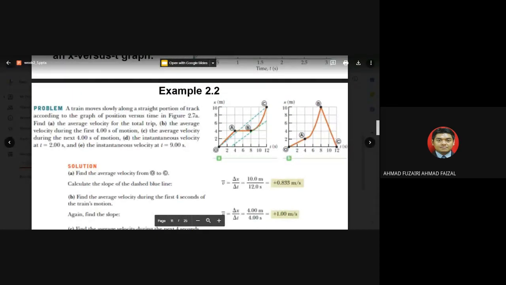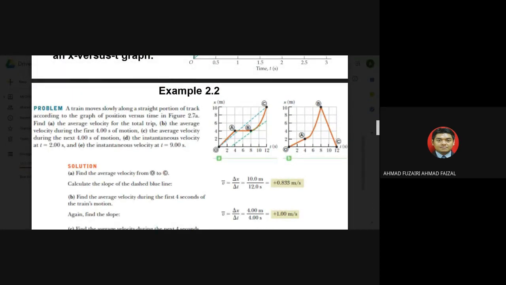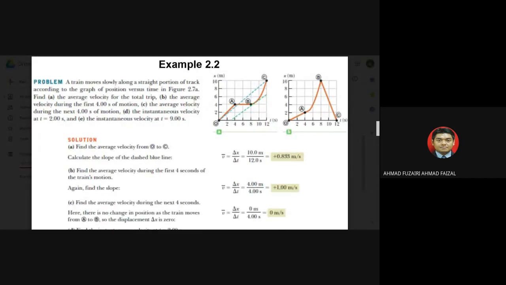Okay, so let's continue. A train moves slowly along a straight portion of track according to the graph of position versus time. So dalam tadi ikut Madam tu cakap, there are three graphs which are X versus T, V versus T, and of course ada A versus T. Tapi yang biasanya kita akan buat ialah X versus T dan V versus T sahaja. And of course you need to know what is the meaning of the slope. You need to know how significant is the area under the graph, setiap graph tu. So that's why kita boleh belajar setiap satu.